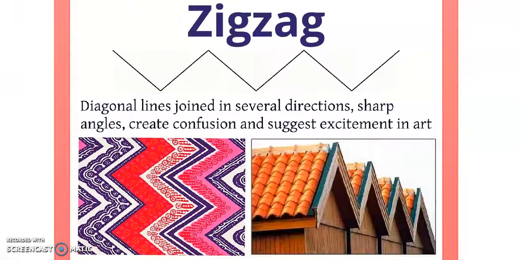Another line I really like is zigzag lines. Zigzag lines are diagonal lines joined in several different directions. They create sharp angles. Often they create confusion and suggest excitement in artwork. So you can see there's a building and the roof has zigzag shaped lines. And there's also some artwork that's brightly colored with white and purple and red and pink that features zigzag lines in a pattern.